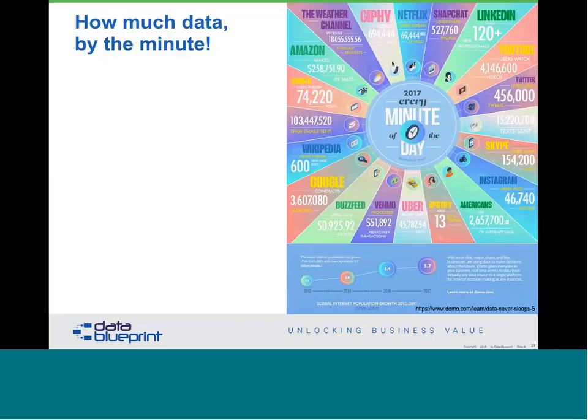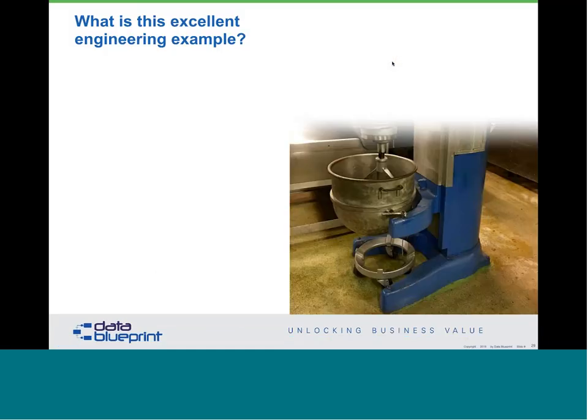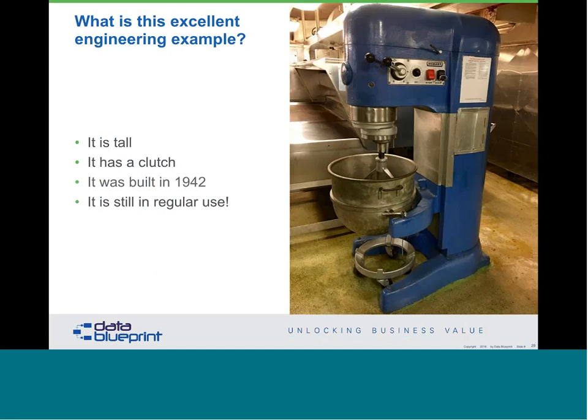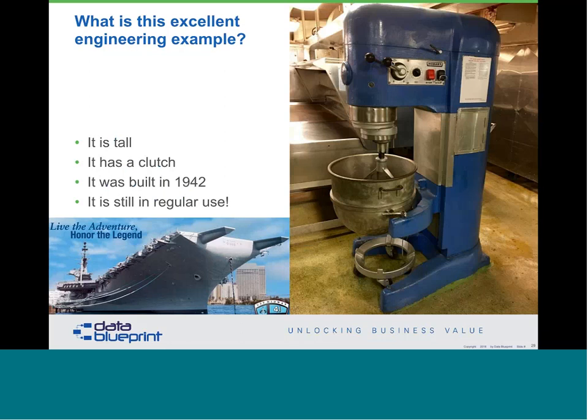But because data is automated, we also then need to have engineering in context here. So here's a wonderful piece of equipment that you guys can see if you're going to join us next month at Enterprise Data World in San Diego. It's on the USS Midway. This thing is tall. It has a clutch. It was built in 1942 and kept 4,000 sailors with breakfast, lunch, and dinner for the duration of World War II.